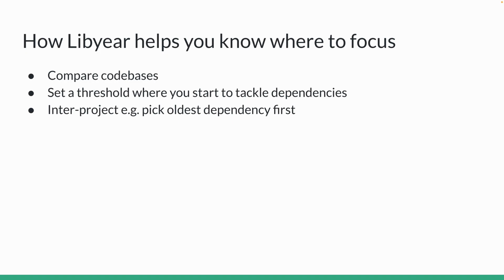And also, you can kind of game the system, and within the project, you can pick the oldest dependency that has the biggest gap and start with that one. It sounds kind of silly, but if you're not doing any dependency updates, then starting with the oldest one with the biggest gap is a good way of motivating you to do a bit of this.